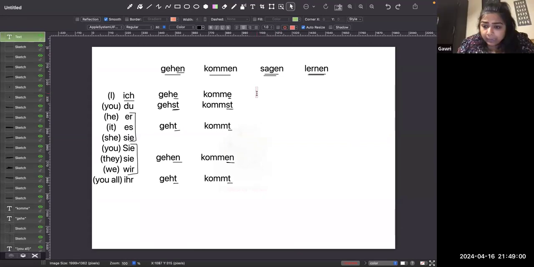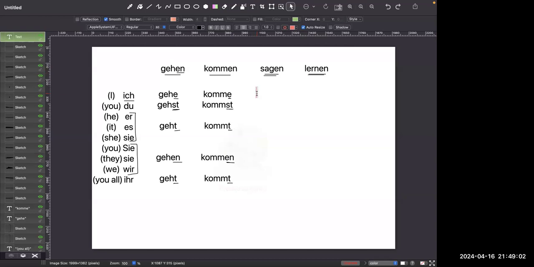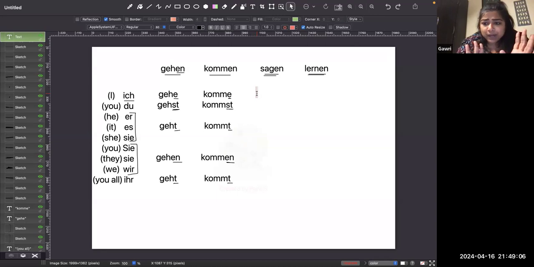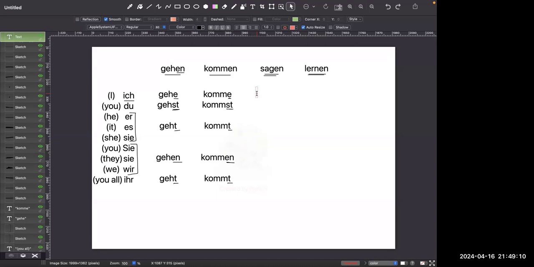Done. So Gauri, is lernen a regular verb or an irregular verb here? These are all regular verbs, Pankaj. Irregular verbs we learn later. Okay, these are all regular verbs.